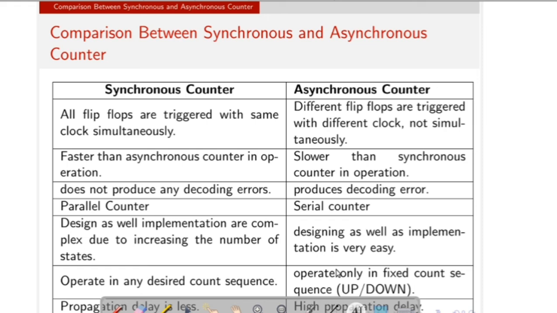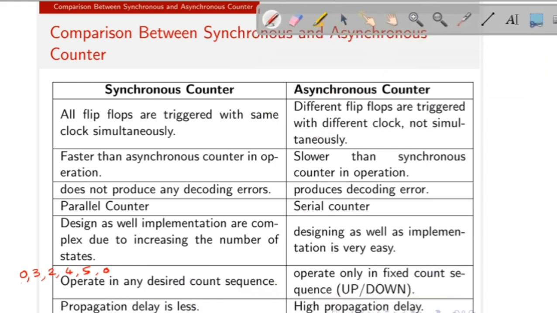But in the case of an asynchronous counter, it operates only in a fixed count sequence. That means it is an up counter or a down counter or an up-down counter. Okay, a combination of up and down counting is not possible in the case of an asynchronous counter. Like that, in the case of a synchronous counter, we can design a counter that counts the sequence 0, 3, 2, 4, 5, then 0. Okay, here it is a different sequence: 0, 3, then goes down, then goes up like that. But this is not possible in the case of asynchronous counters.